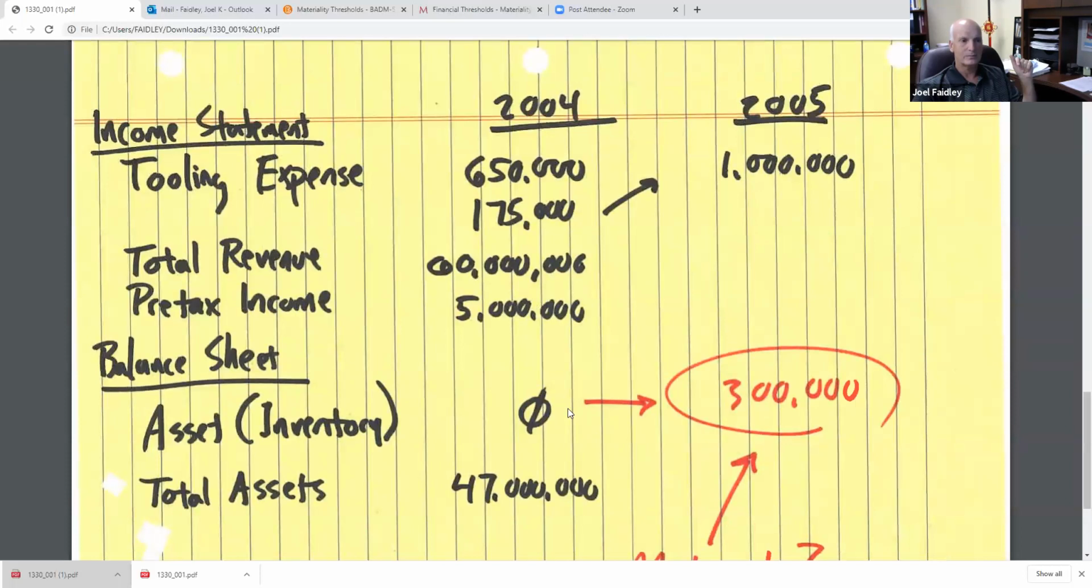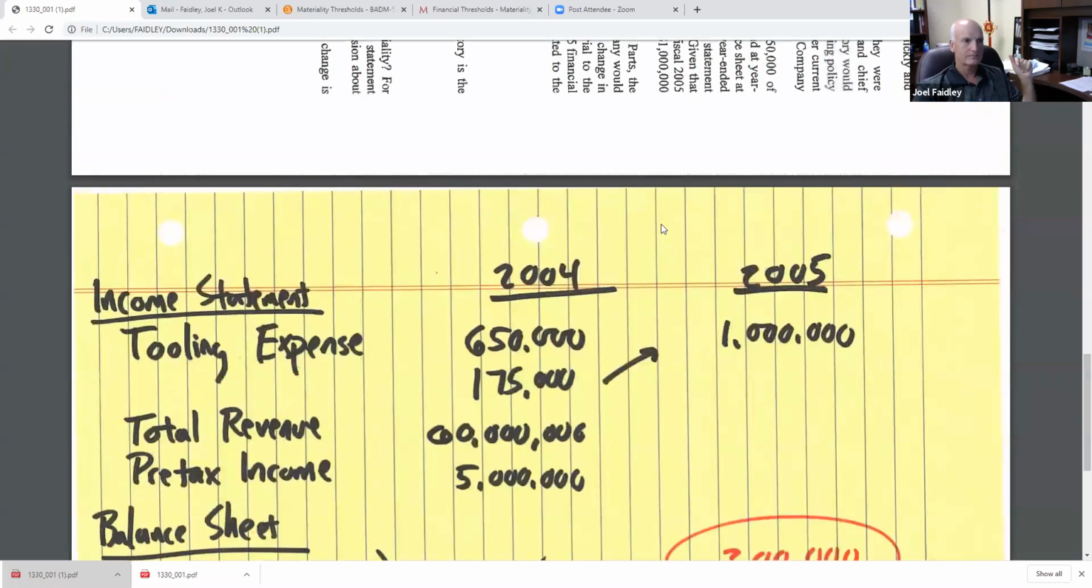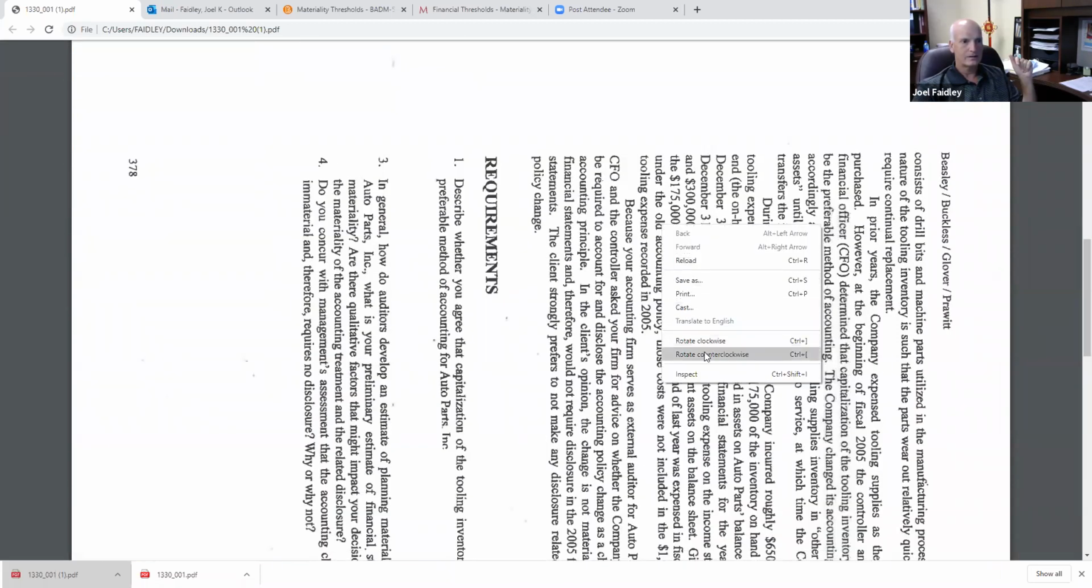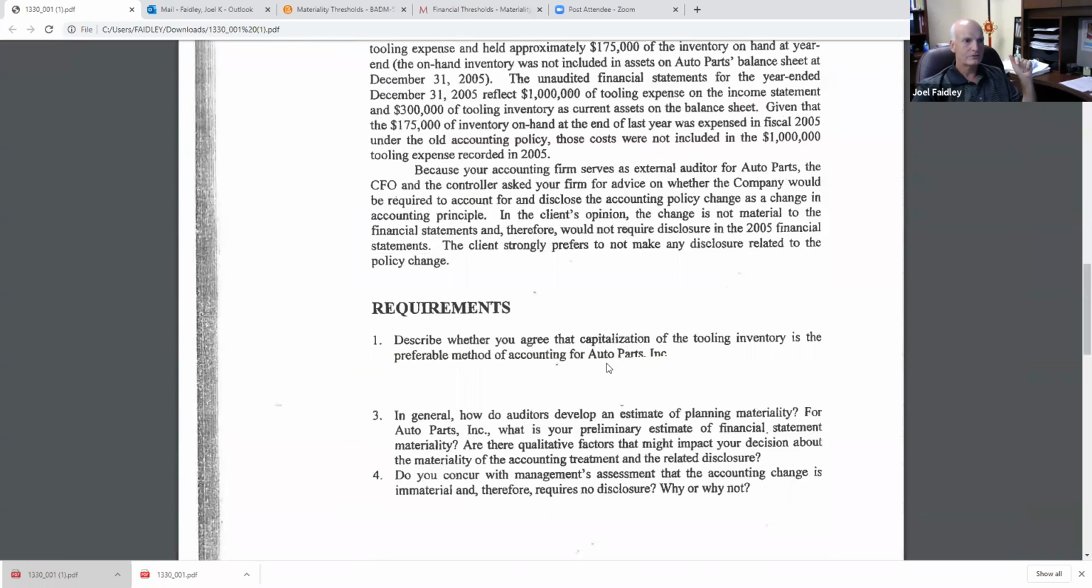Again, this is a change in principle. And this is how much is going to be on your books that would have been up here in the $1 million. Again, going back up here to the top, to the questions. Then what are some qualitative factors that might impact your decision about the materiality of the accounting treatment and the related disclosure? Again, what are you doing here? You've got $300,000, and that would have been where? That would have been as an expense. So by adopting this change, you've actually increased your net income for 2005 by $300,000, haven't you?